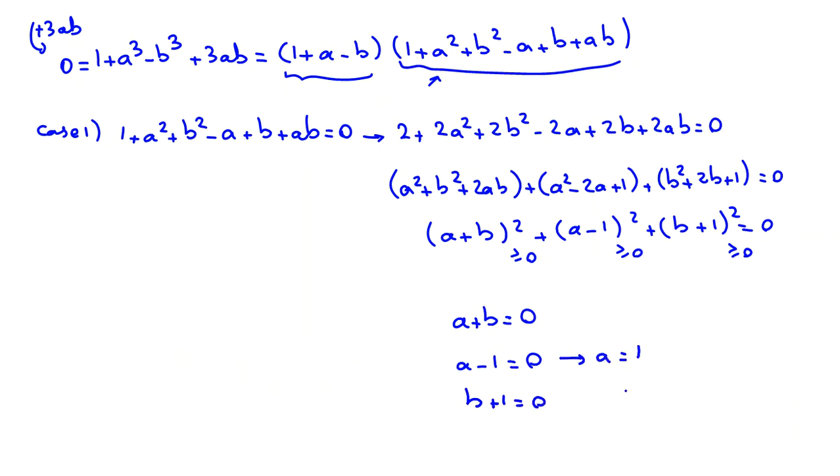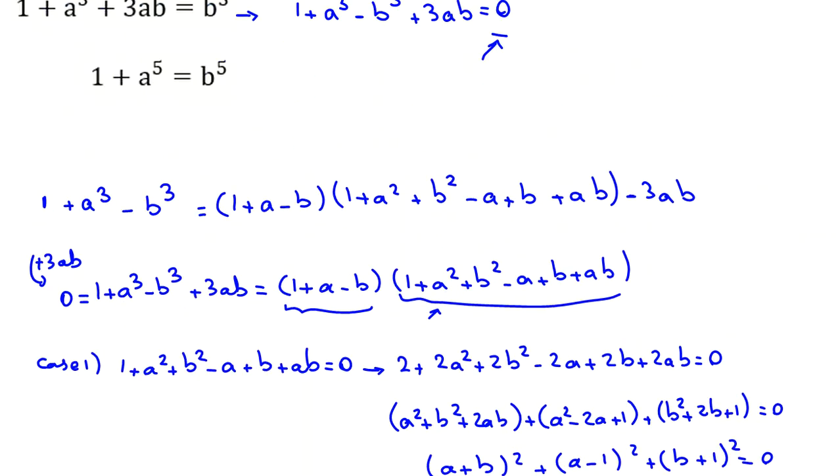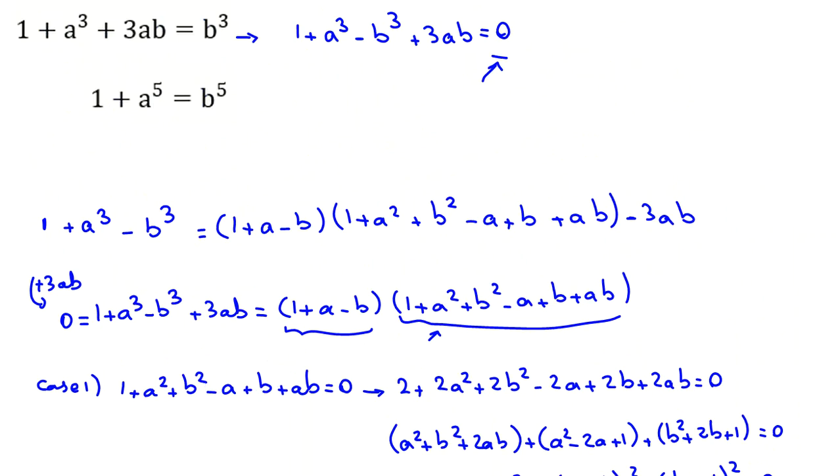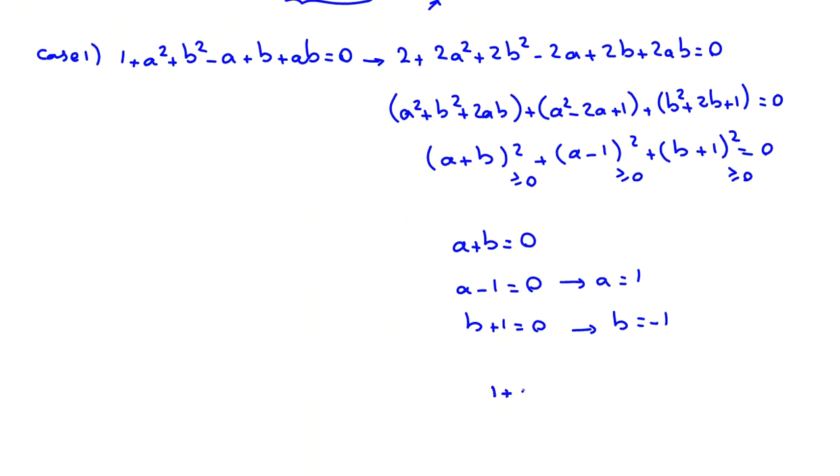From this part, a equal to 1. From this part, b equal to negative 1. And a plus b is 0, but we have two equations. 1 plus a to the 5 equal to b to the 5. If we check, 1 plus 1, a is 1. 1 plus 1 to the 5 equal to negative 1 to the 5. Left hand side is 2, right hand side is negative 1. So that's a contradiction. This case is not possible.